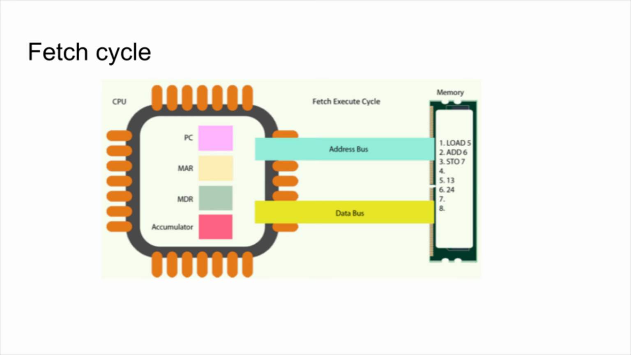Next is the memory address register, which receives a memory address from the program counter and sends the memory address along the address bus to the correct location in the memory. Then the memory data register sends the instructions along the data bus and stores it in itself. Lastly, the accumulator stores the results of the executed instructions and also holds the number of operations currently happening.